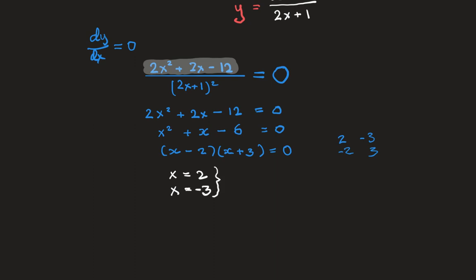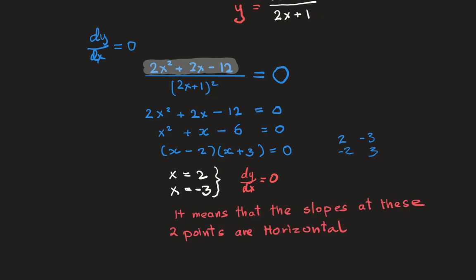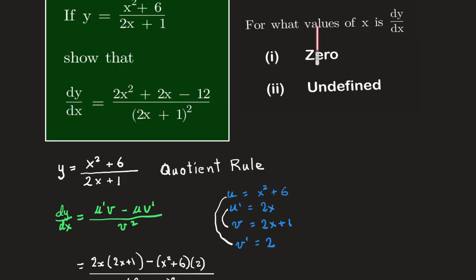So when x is equal to 2 or x is equal to minus 3, our dy dx is equal to 0. What does that mean? It means that the tangents are horizontal, or you can say that the slopes at these 2 points are horizontal. And for what values of x is dy dx undefined?